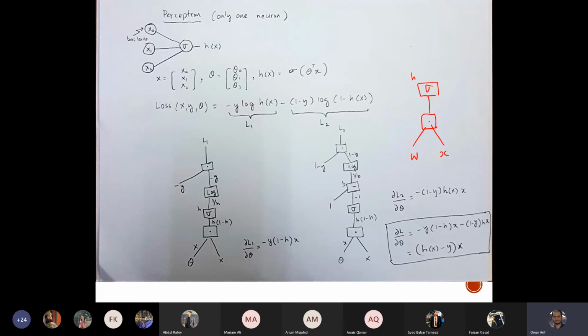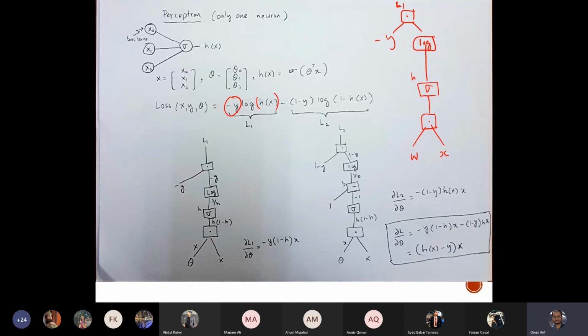Then, because we have to compute the derivative of the loss with respect to W, you apply the log of h of x. So you have log here. And finally you multiply by minus y. This is your overall loss for this L1.